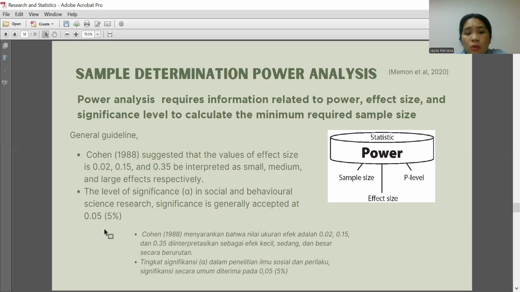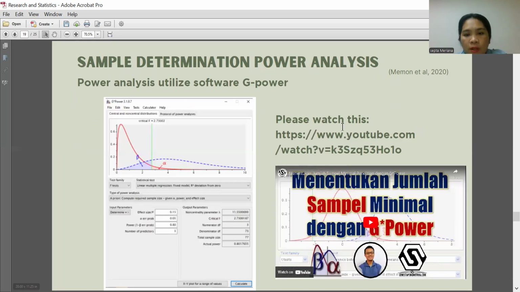For the significance level, in nursing we usually use 0.05, and we just put that in G*Power. So this is G*Power. You also can watch how you put in the effect size, the power, the number of predictors, and you can get the total sample size, here it is 77. But you must know what kind of test family and statistical test you use. This is the link you can watch there for how to determine your sample size.